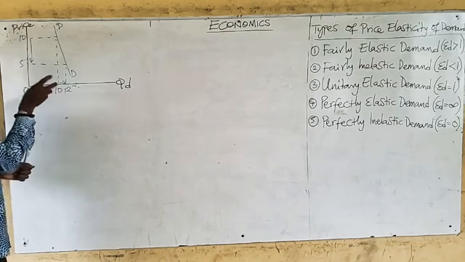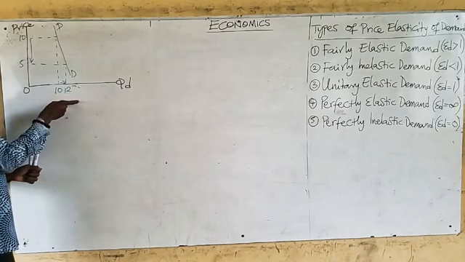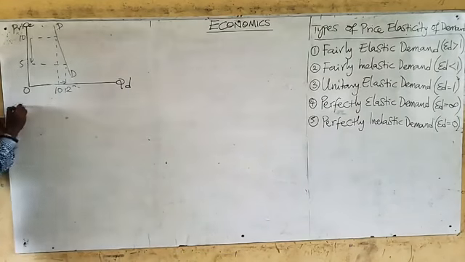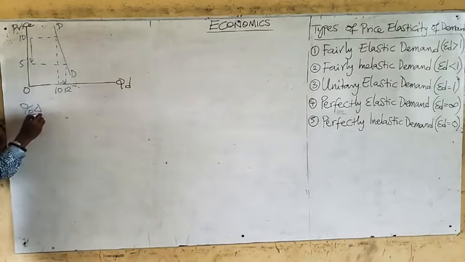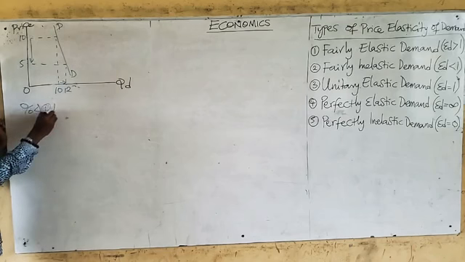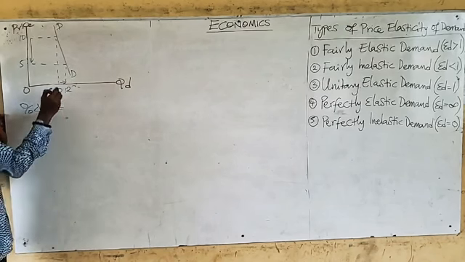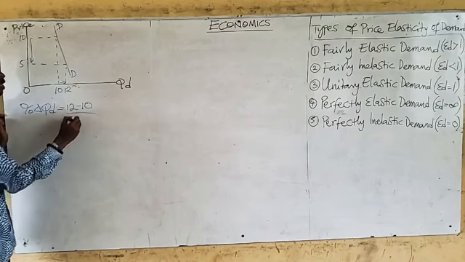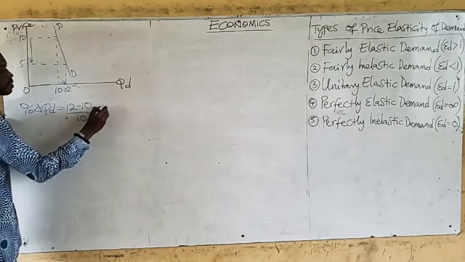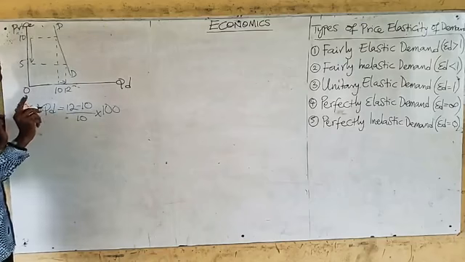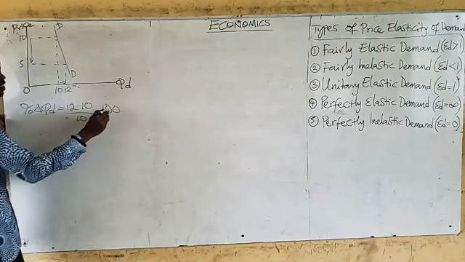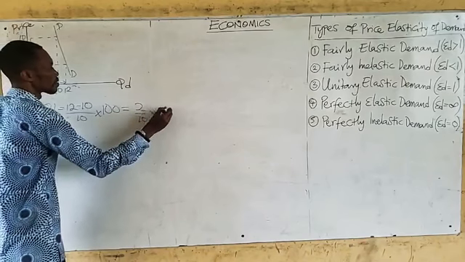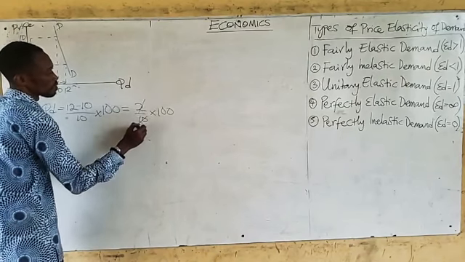Let's calculate it. Let's find the percentage change in the quantity demanded and see what will happen here. How do we get it? So percentage change in quantity demanded. This is the new quantity, so it will be 12 minus 10 divided by the original, which is 10, times 100. We are no longer going to write the formula because we are aware of it. So this will give us 2 out of 10 times 100. What are we going to get? 20.